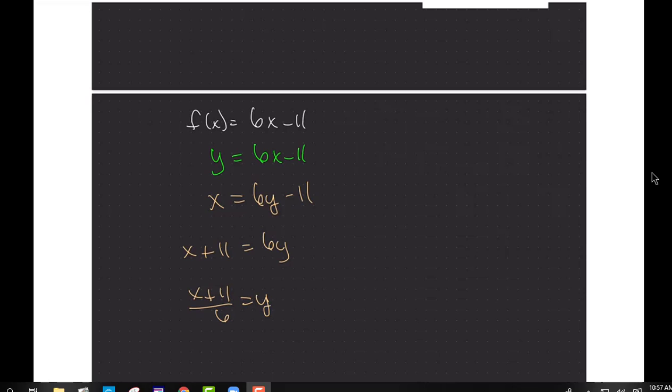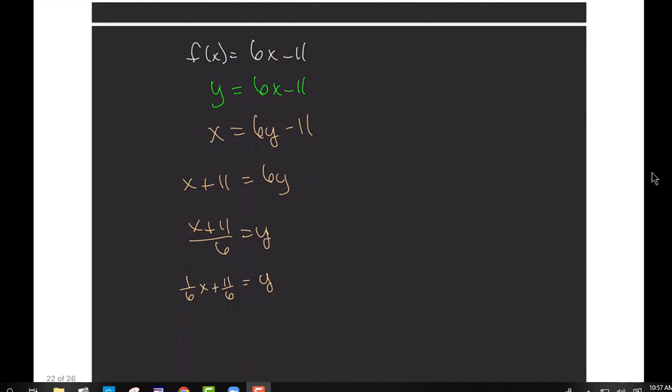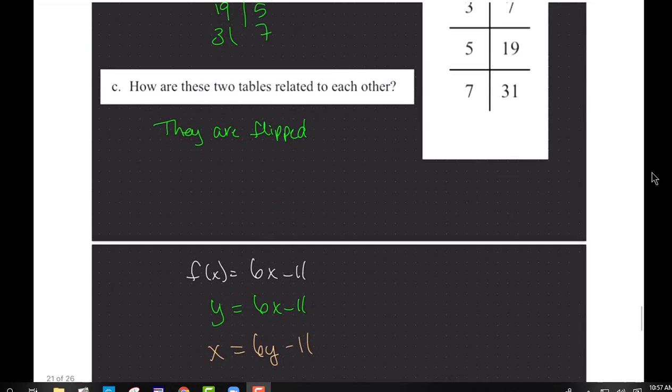So sometimes it's easier to do this algebraically. I'm going to write this a little differently. I'm just going to separate my fraction out. So I'd have 1/6 x plus 11 over 6. Right? If we were to do it algebraically, that would be our inverse. So the inverse would be 1/6 x plus 11 over 6. And sometimes it's easier to do these algebraically than looking just at the table.